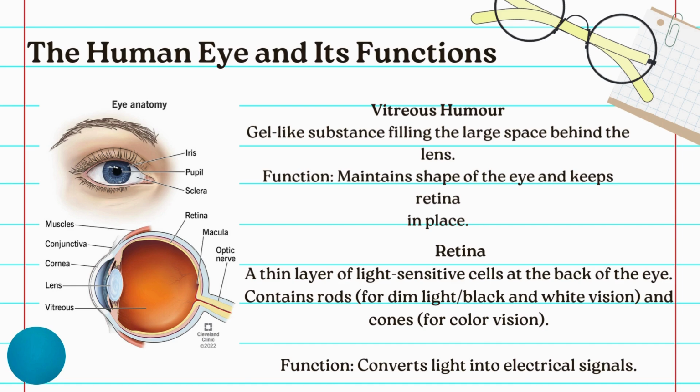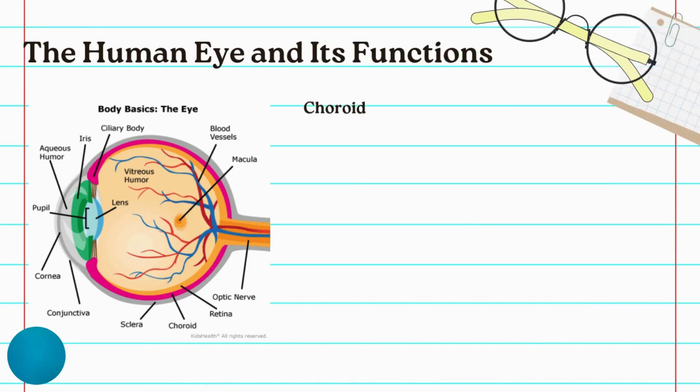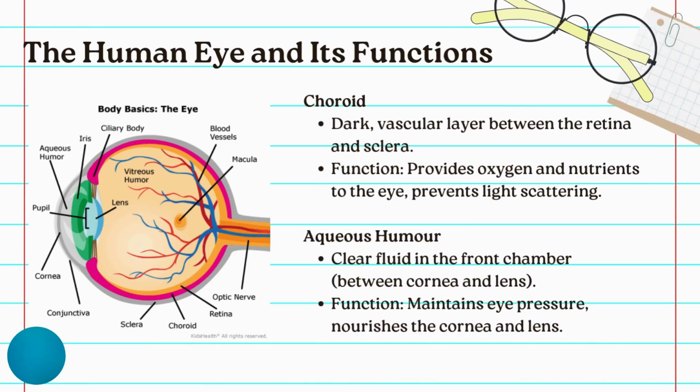Then we have the retina. Retina is a thin layer of light sensitive cells at the back of your eye. They have photoreceptors, which contain rods and cones for black and white vision and color vision respectively. And these photoreceptors on your retina help to convert a light stimulus into an electric impulse that will be sent to your brain.